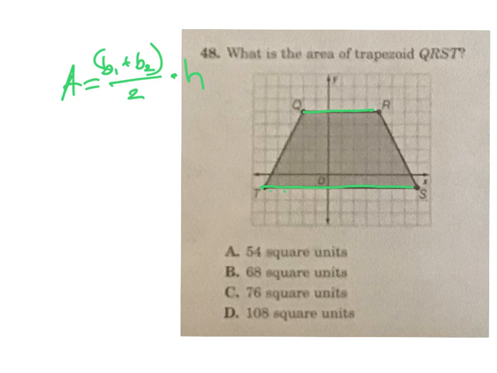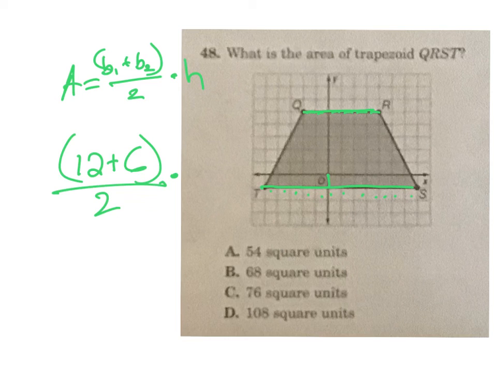So this is 1, 2, 3, 4, 5, 6, 7, 8, 9, 10, 11, 12. 12 plus 1, 2, 3, 4, 5, 6. And then divided by 2, and then times the height. 1, 2, 3, 4, 5, 6. Times 6. So I do my parentheses first.